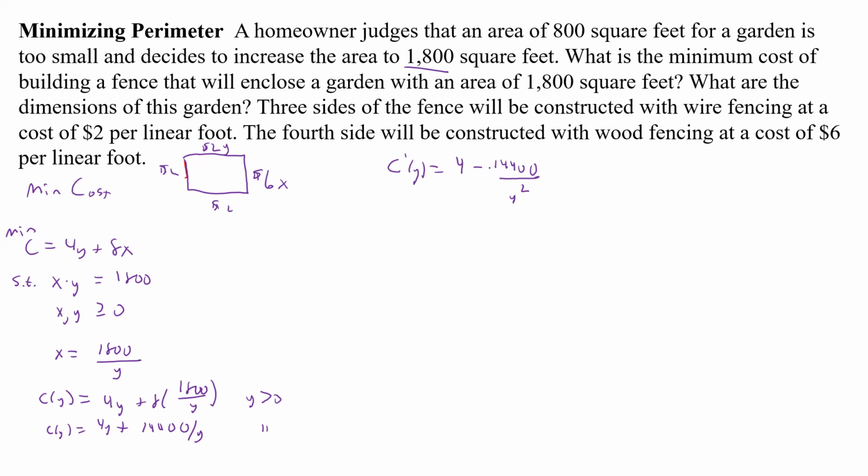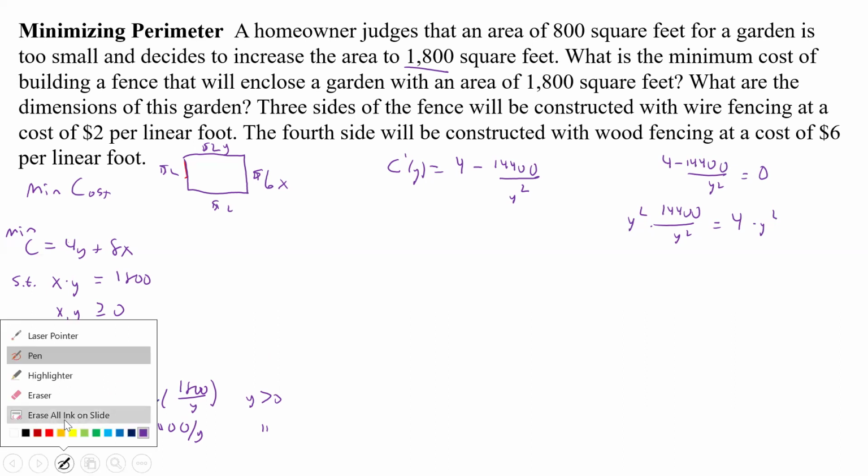So now what we can do is set that equal to 0 and solve for y. So we have 14,400 over y squared equals 4. So if we multiply both sides by y squared, that will get rid of it here.